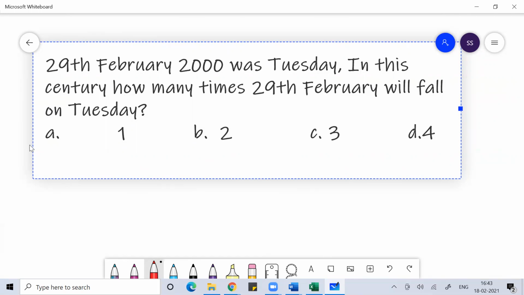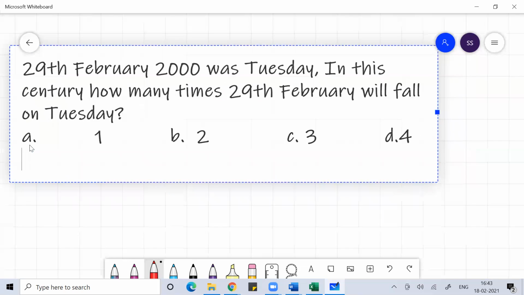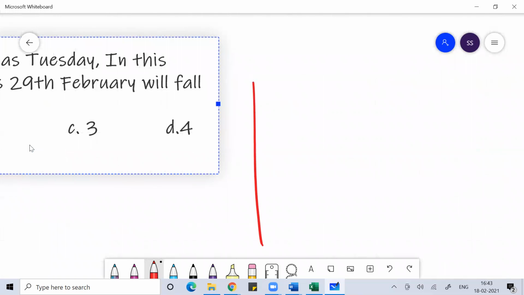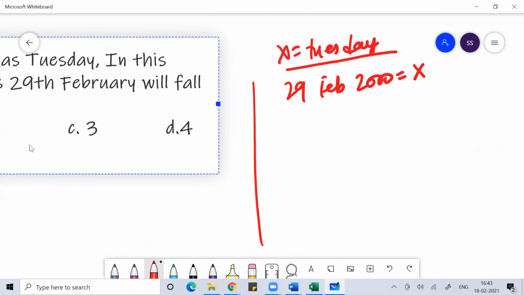29 Feb 2000 was Tuesday. Again, 29 Feb will come in 2004. So with 29 Feb 2000 as x, x means Tuesday. What will be the day on 29 Feb 2004? So how to find this?